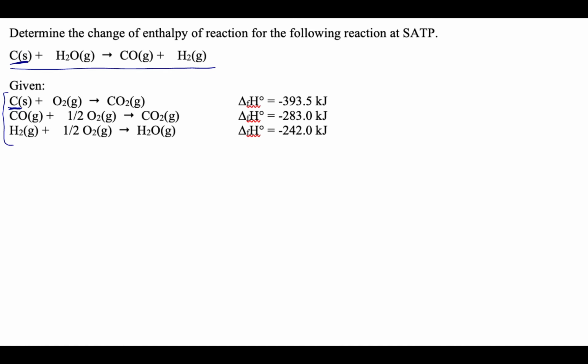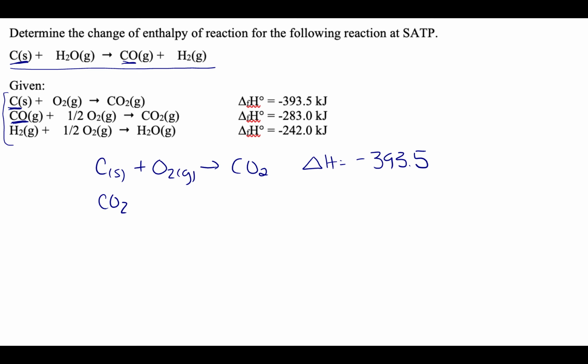Now I'm looking at the second equation, and in the second equation, I see carbon monoxide as a reactant, but in my target, it's a product. So I'm going to flip this reaction, but I'm not going to change anything else. So I'm just going to rewrite that first equation, and I didn't change it, so the delta H is still negative 393.5.